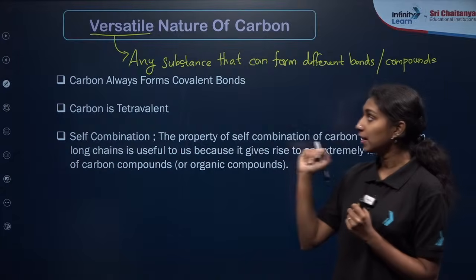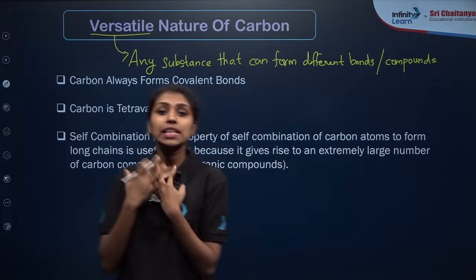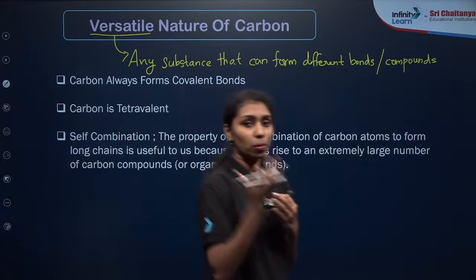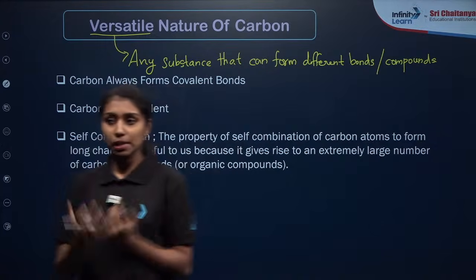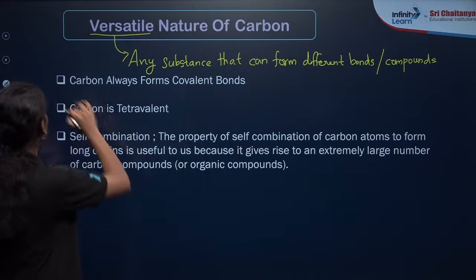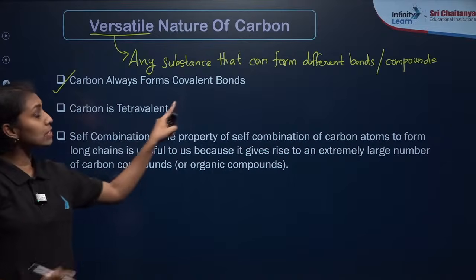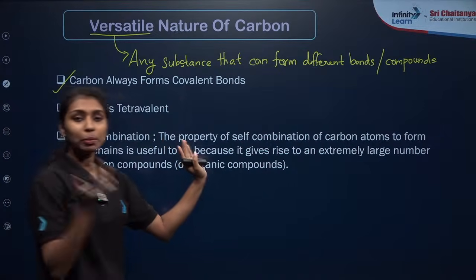Yes, it is special, right? So in the case of carbon, carbon has a tendency to form more bonds or more compounds with other elements, right? What will be the reason behind that? It's noted here: the carbon always forms covalent bonds. So what do you mean by covalent bonds?